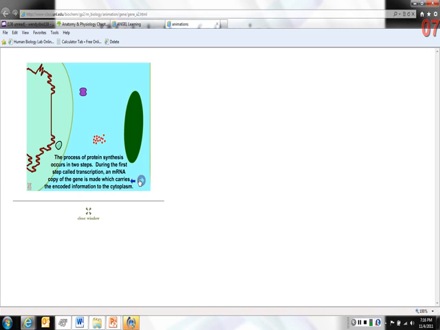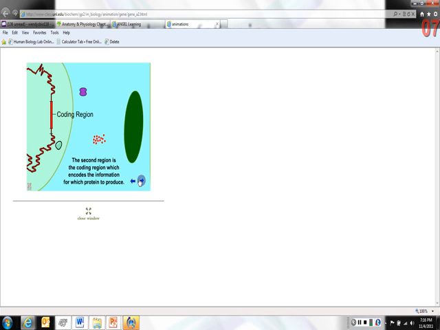The process of protein synthesis occurs in 2 steps. During the first step, called transcription, an mRNA copy of the gene is made, which carries the encoded information to the cytoplasm. Every gene has 3 regions that occur in the following order. The first is the promoter, which turns the gene on and off. The second region is the coding region, which encodes the information for which protein is to produce. The third region is the termination sequence, which signals the end of the gene.